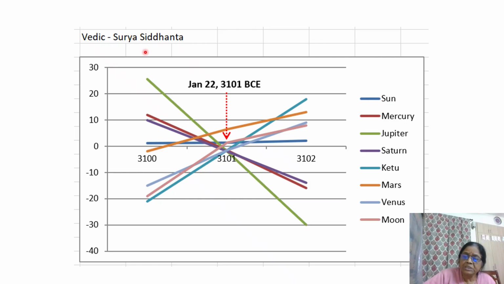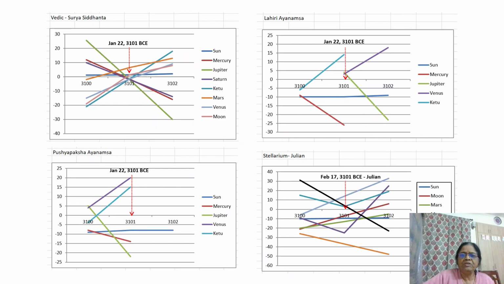So when you use the Surya Siddhanta theory and the ayanamsa, for the year 3101, which is the year of the beginning of the Kali Yuga, you can see all the planetary paths crossing that particular point. So only in Surya Siddhanta. Now I am giving the other Siddhantas also.